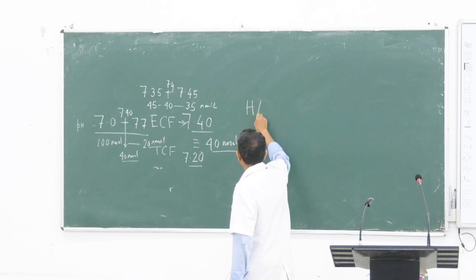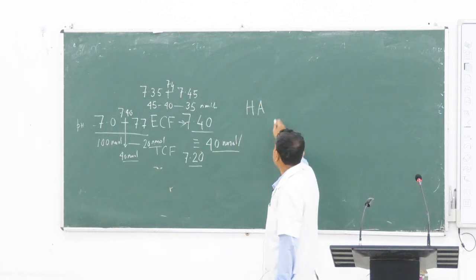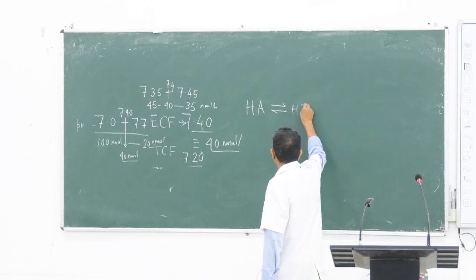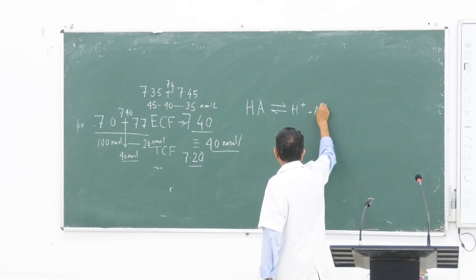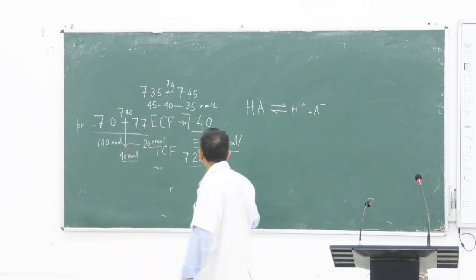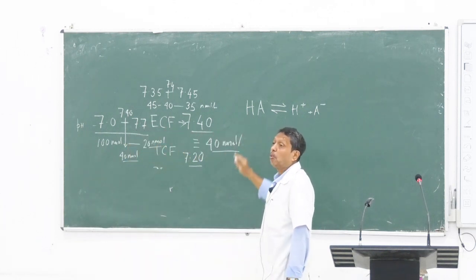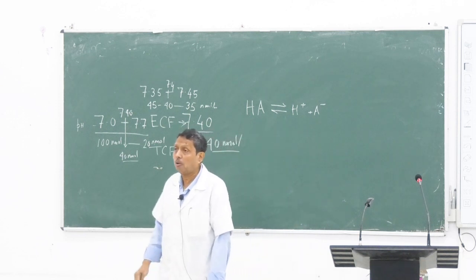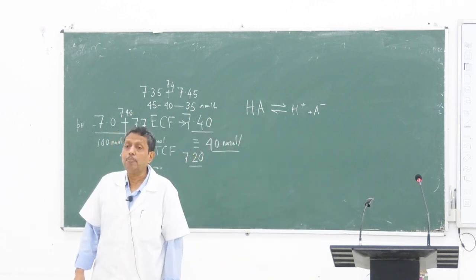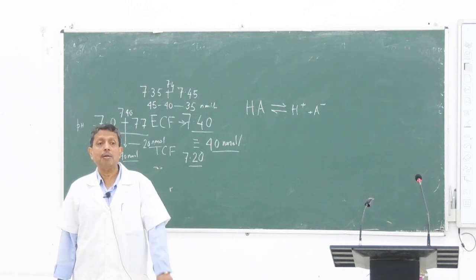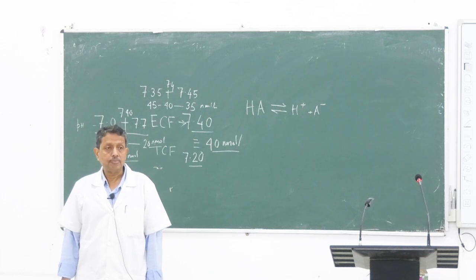Suppose H is a weak acid and it dissociates partially to H plus and A minus, and it remains in three forms. It is the undissociated or protonated form, the hydrogen ion, and the anionic, unprotonated form, and they are in equilibrium at a particular temperature. Clear?